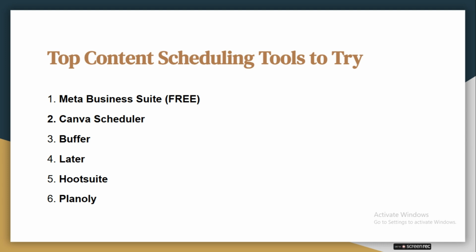5. Hootsuite. Best for larger teams or advanced users. Why it's great. Advanced scheduling, analytics, and team collaboration tools.